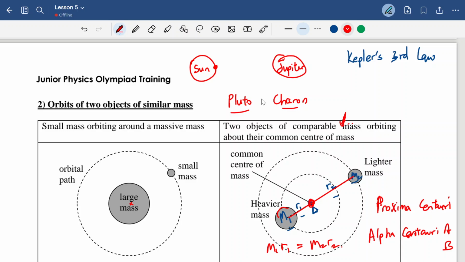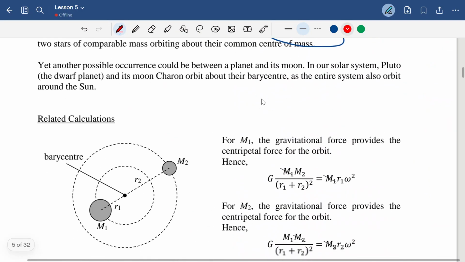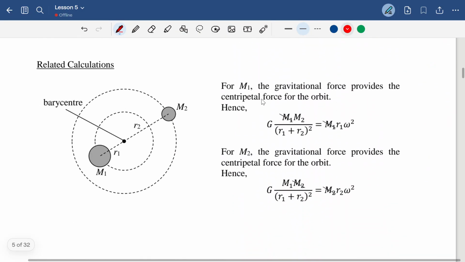But it's not called a binary star. It's just a system. Now for such systems, your calculations are slightly different. Instead of GMM over R squared, it's just GMM over the sum of the two radii, because the law of gravitation is about the distance between them, but circular motion is about the radius of rotation. That's why there's this difference.